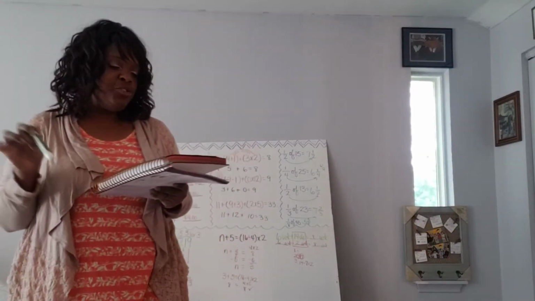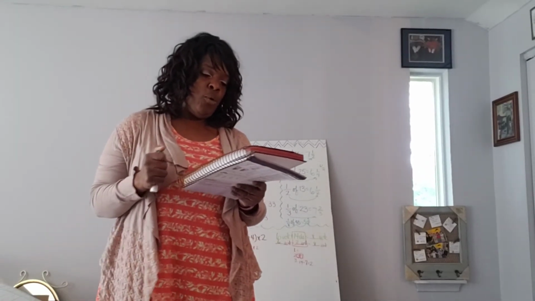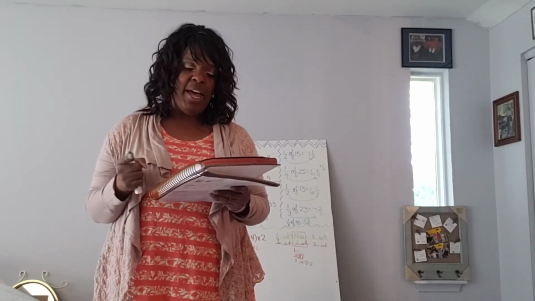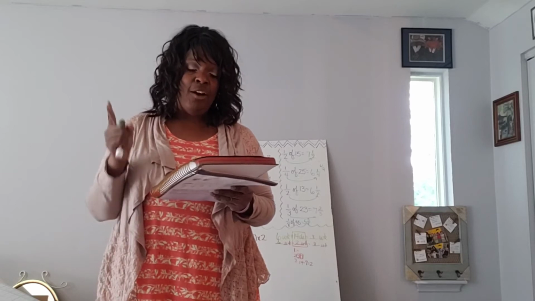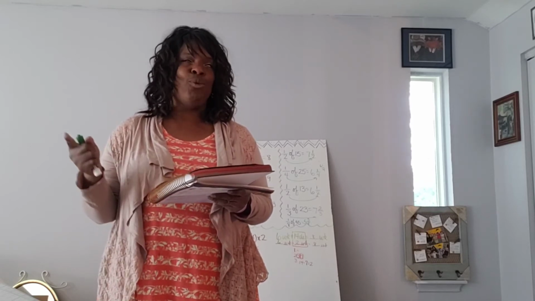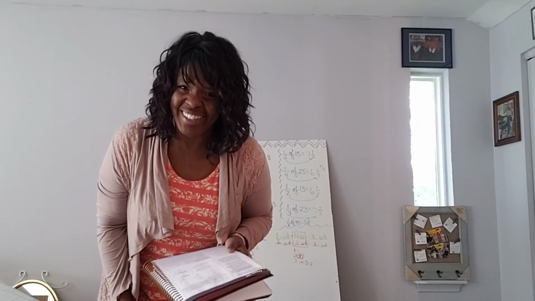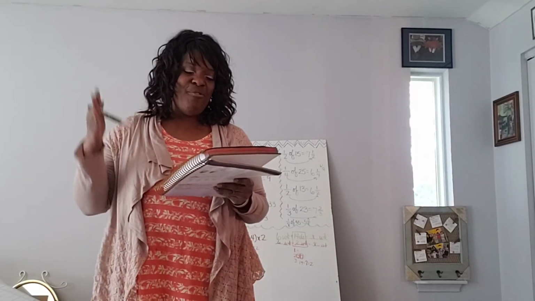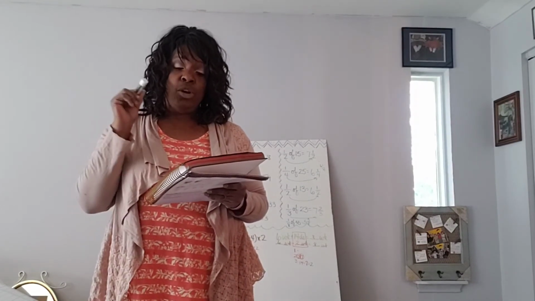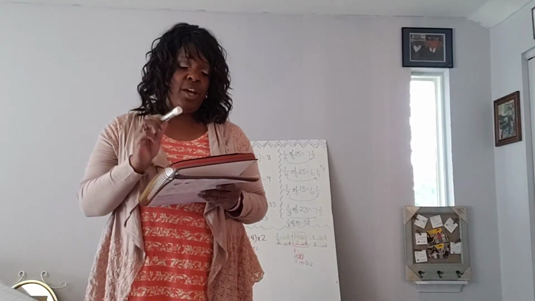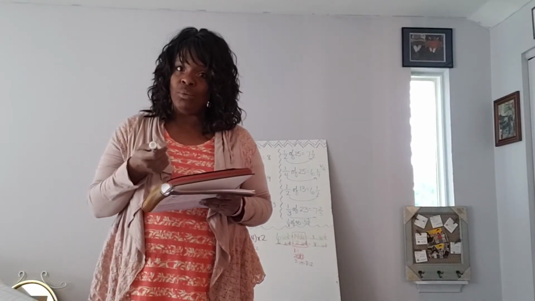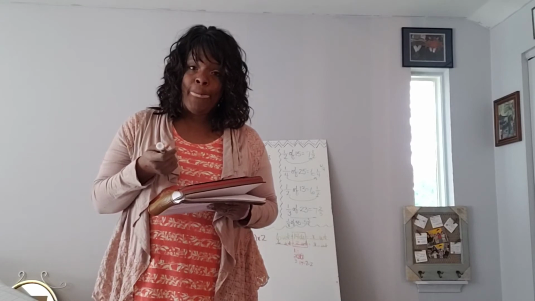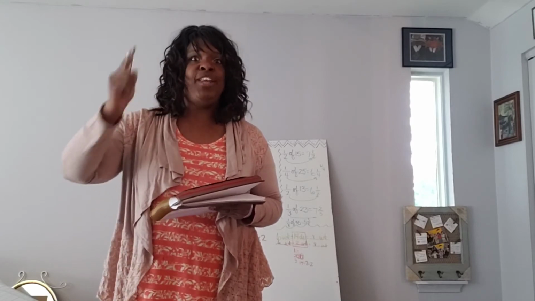Then letter B, Mr. Lee has 15 feet of oak boards and 16 yards of pine boards. How many feet of wood does he have? Of wood does he have, not woods. How many feet of wood does he have? So you look at that and you're like, oh, 15 plus 16. No, no, no. Why not? Because you can't add feet and yards together.